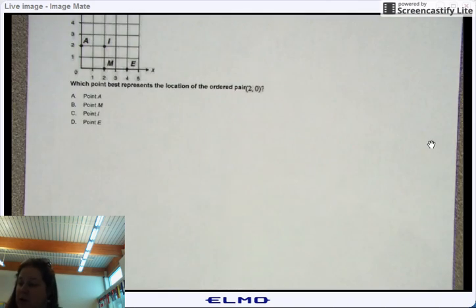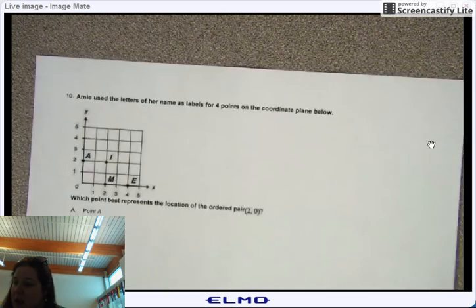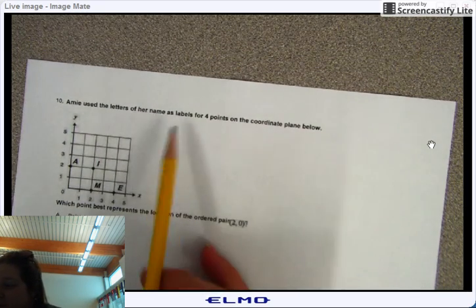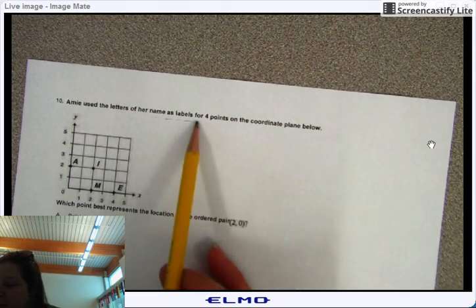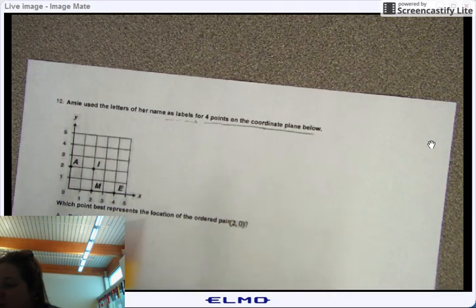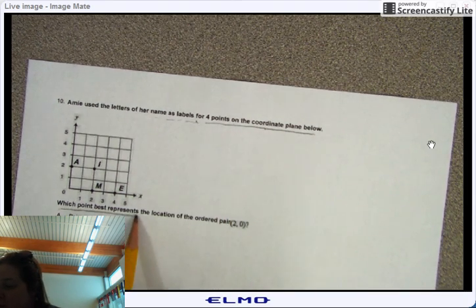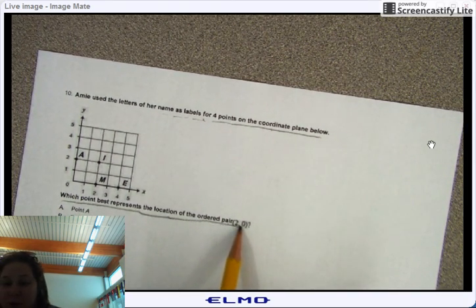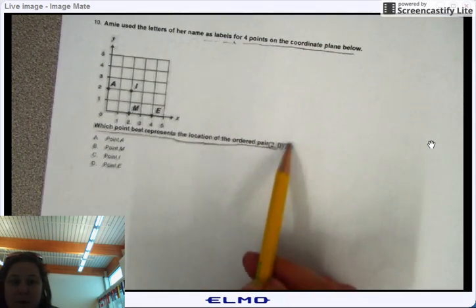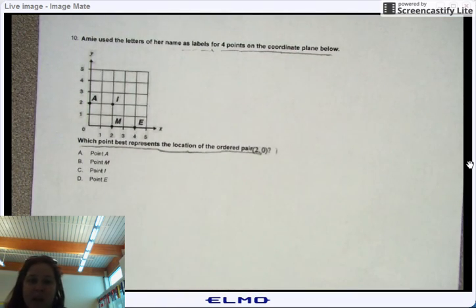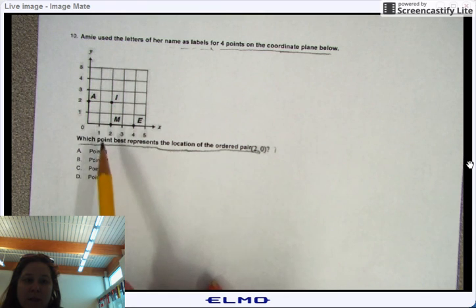And we have one more question. Amy used the letters of her name to label 4 points in the coordinate picture below. Which point best represents the location of the ordered pair 2, 0?